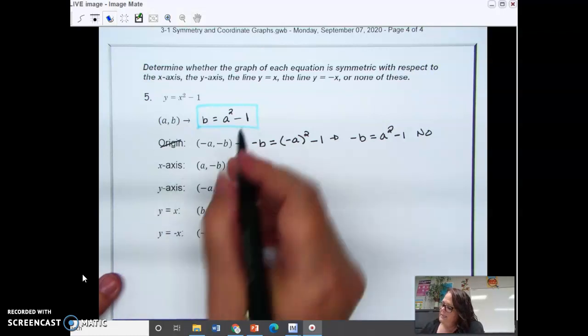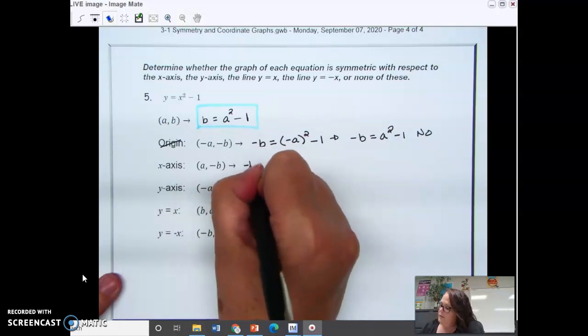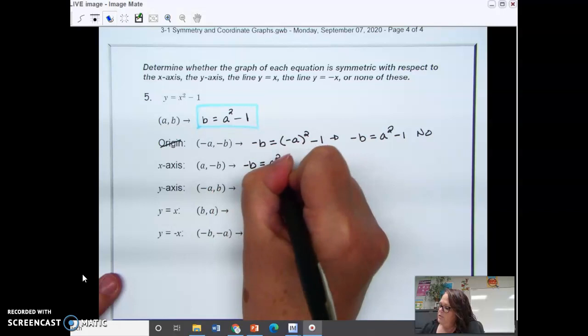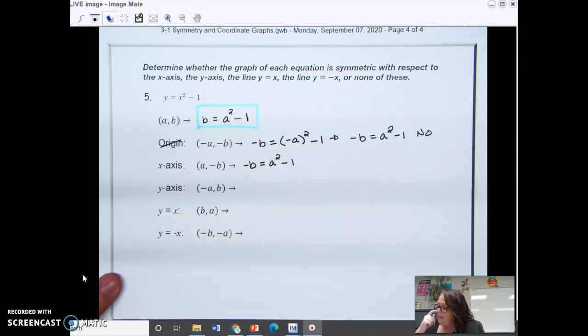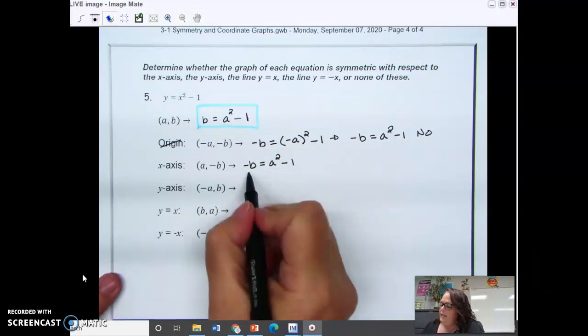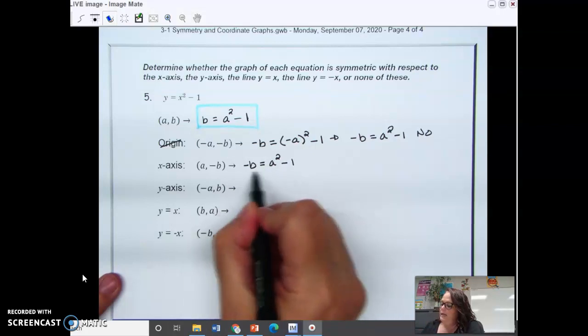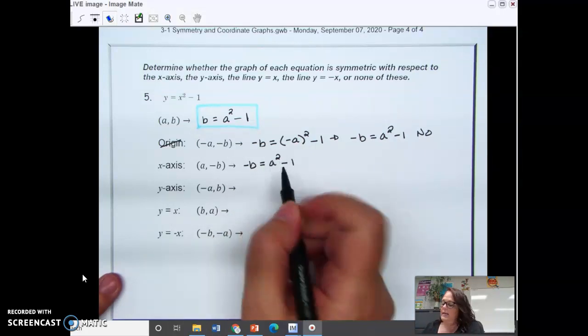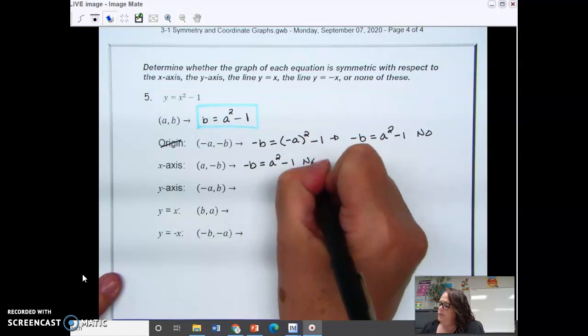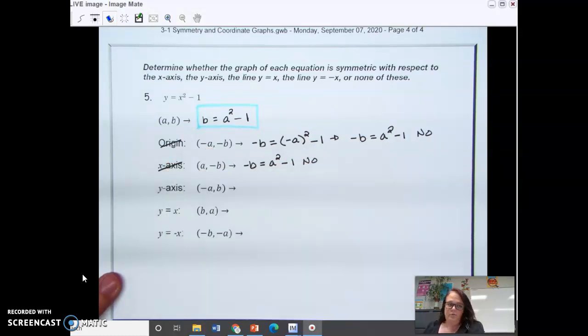So then if I test the x-axis, I'm going to substitute negative b for my y, and I'm going to substitute a for my x. And again, I get that same equation. And if I tried to multiply both sides by -1, it would mess up the right-hand side and nothing would be equivalent to that blue. And so it is not symmetric with respect to the x-axis either.